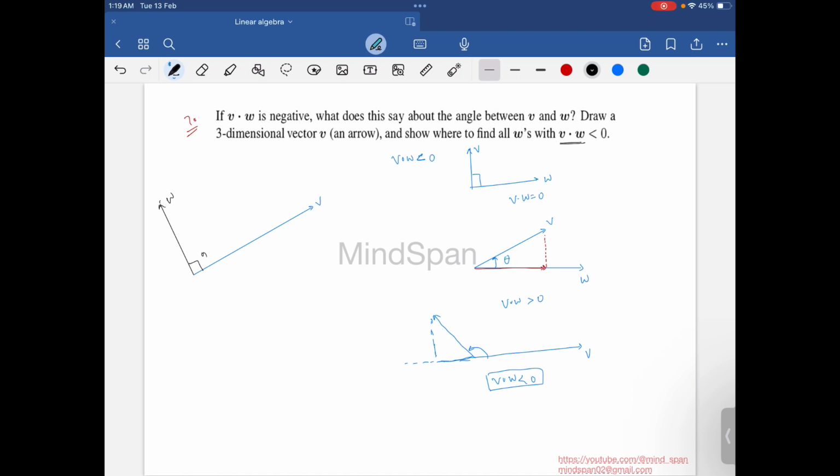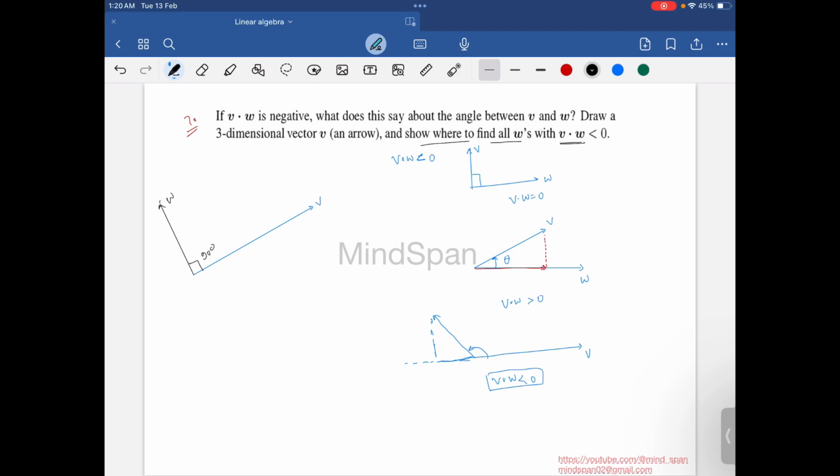डॉट प्रोडक्ट क्या होगा इस केस में? What will be the dot product now in this case? v dot w जीरो होगा। तो और ये इधर जितने भी इधर w बनेंगे जहाँ पे एंगल ग्रेटर देन 90 डिग्री होगा, ये जितने सारे w होंगे, अब इनका आप डॉट प्रोडक्ट लोगे v के साथ, so that will be negative. So what will be the answer of this question? That, so where to find all w's?